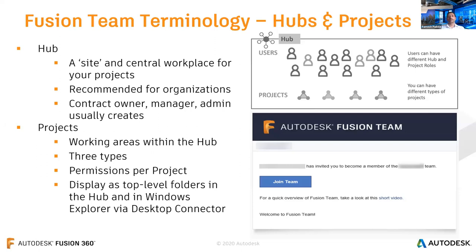Similarly, we have the next term, which is called projects. I'm continuously talking about these projects, but what is a project? A project is a working area within the hub, and we're going to explore the different types of projects as well. We also assign different types of permissions to these projects. And the most important thing is you can display it as a top level folder in the hub, as well as in Windows Explorer. When you open your Windows Explorer, you can see the top level folder there, with the different types of projects in Fusion Team.